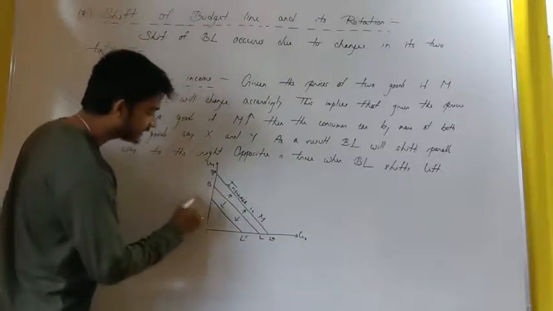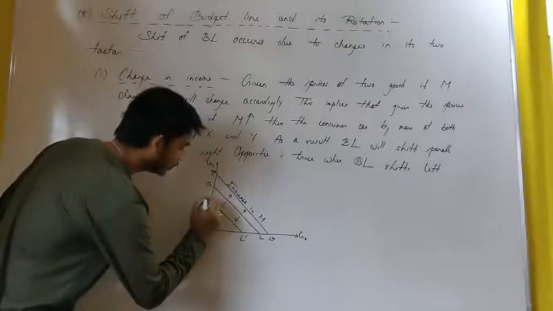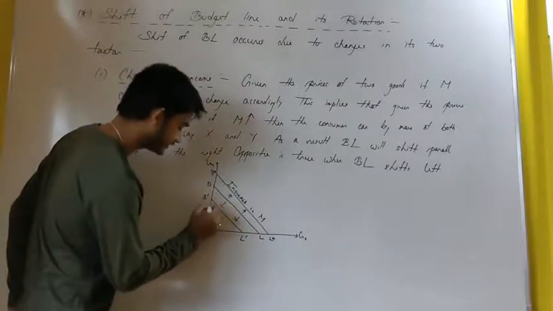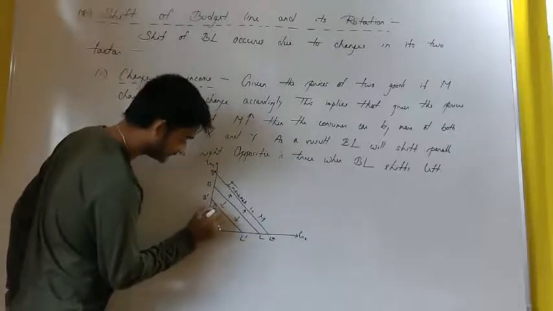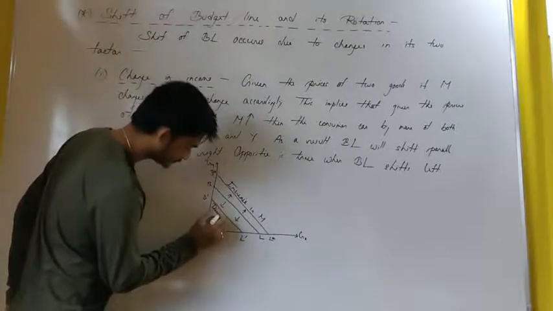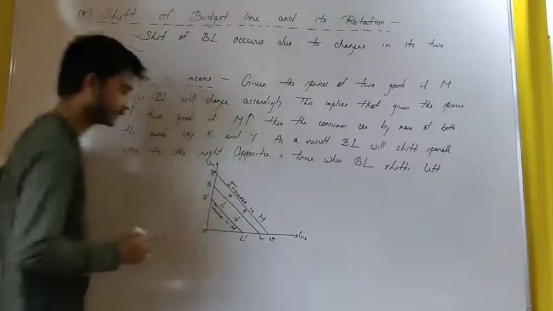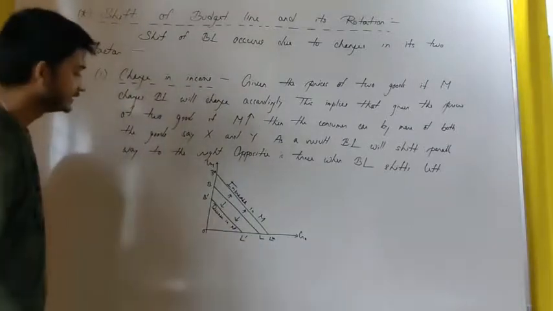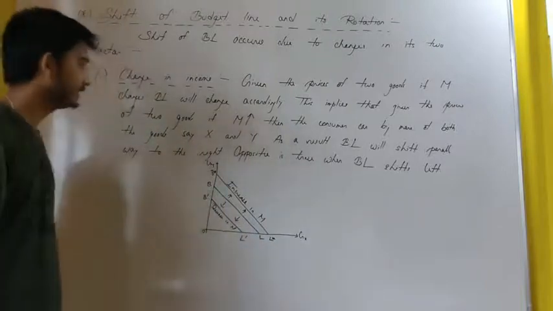Similarly, previously he was buying OB amount of good Y. Now he is buying OB dash amount of good Y. And this leftward shift occurred due to a decrease in income, a decrease in M, and that was an increase in M. This was our original budget line, which is the BL.